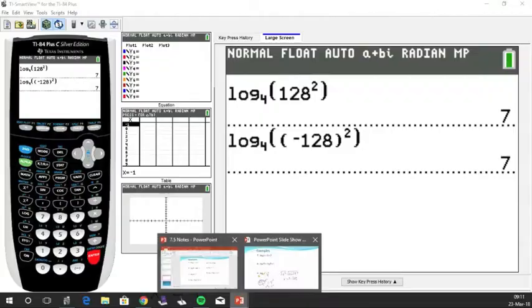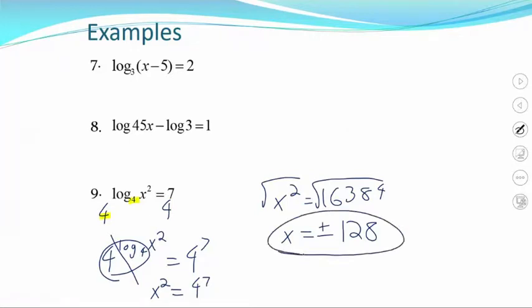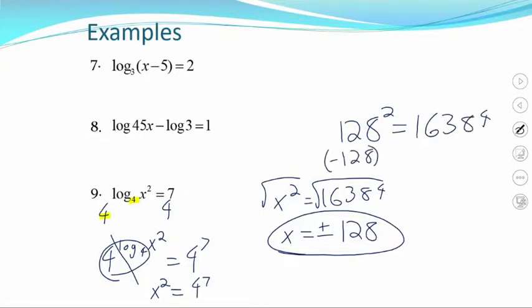So there are technically two answers here, both positive and negative 128. And again, the reason it's positive and negative is because, as we just saw, 128 squared is 16,384, but negative 128 squared is also 16,384. So technically, because there are two numbers you can plug in for x to equal the same thing, both of those numbers could potentially be x, so both of those numbers are answers. That's why you have to remember the plus and minus when you take square roots.